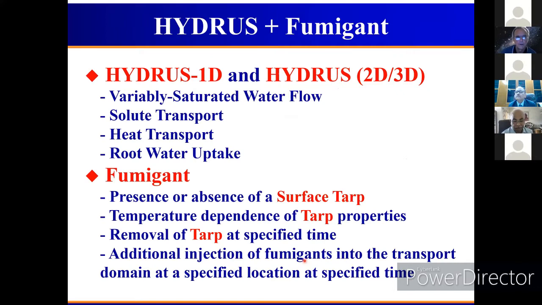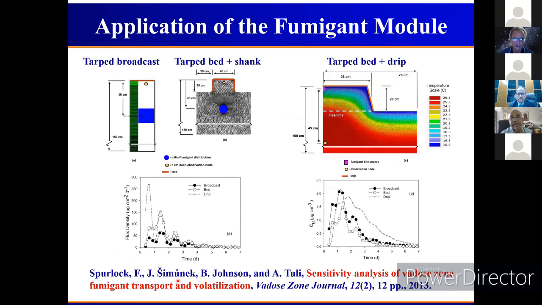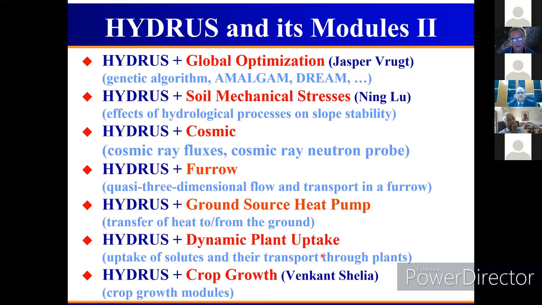And for that, we need some special options such as presence or absence of surface tarps, temperature dependence of flow and transport through the tarps, etc. And so that is in this module, which was validated by the group in Sacramento for different types of fumigation applications. As you can see, there are many other modules, but I will skip most of them.